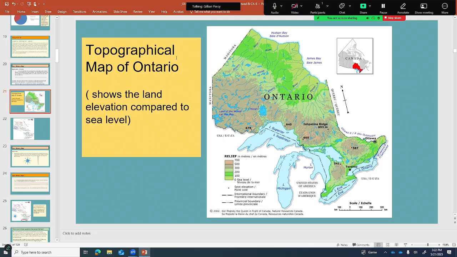So if I was saying this, I wouldn't just say map of Ontario. I might say topographical map of Ontario, or elevation map of Ontario, or terrain map. There's more than one way to put it, but I would make it clear what it's trying to teach me about Ontario, not just tell me that it's Ontario.